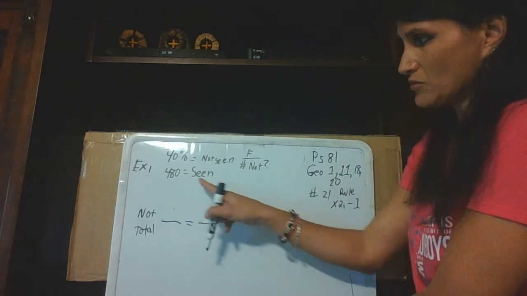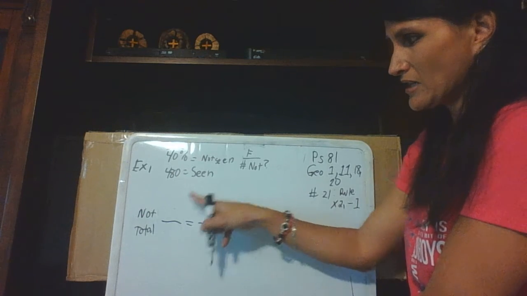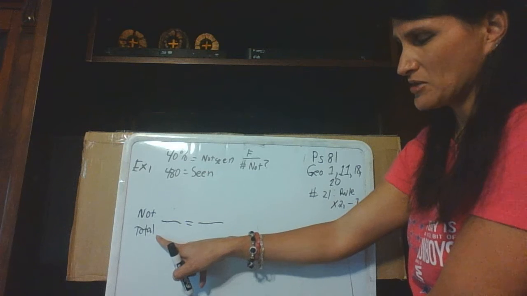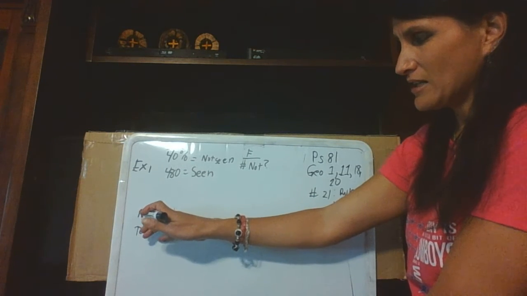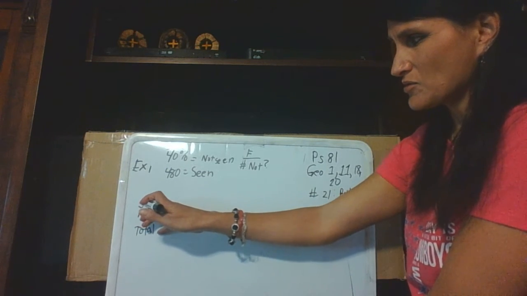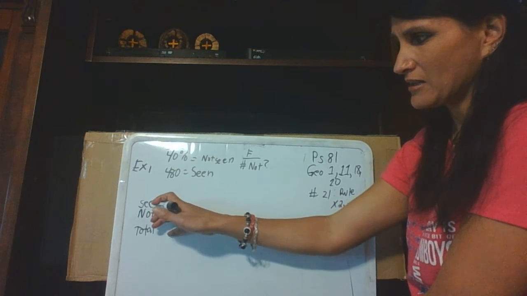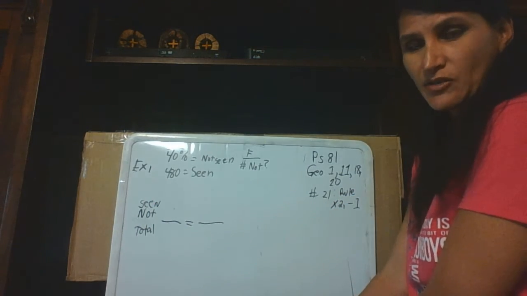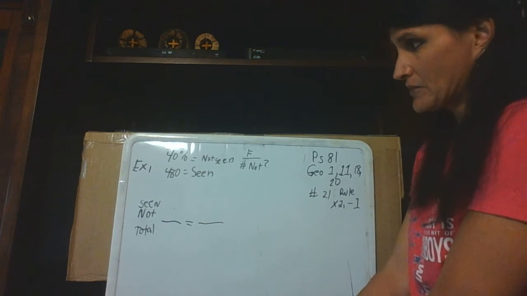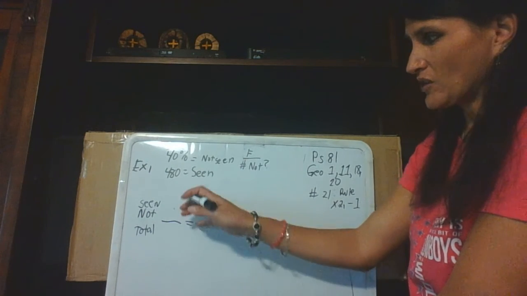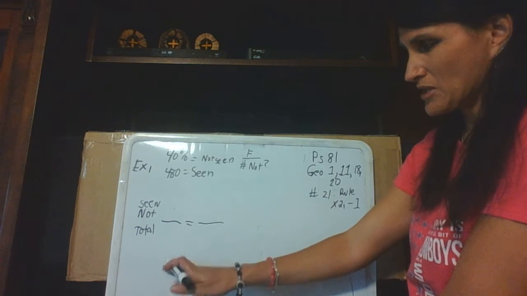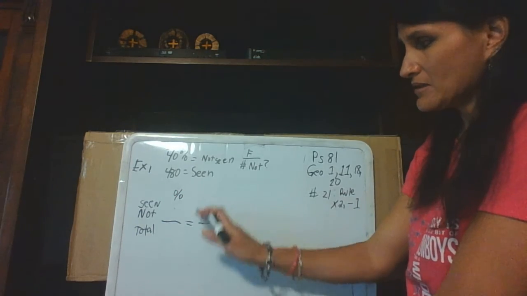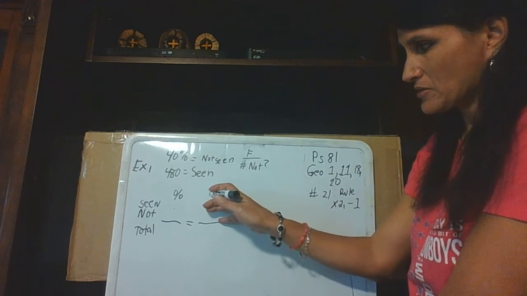Well, what do we know? We know that 480 were seen, but these columns are not my seen column. This is my not and my total. So if I put not here, that means the opposite of those were the ones that were. So the seen go up here. So I have seen, I have not, and I have total. Now I have created 3 columns. So now let's fill in a few things. This column is your percent column, so we're going to put on top percents. This column is your actual numbers.